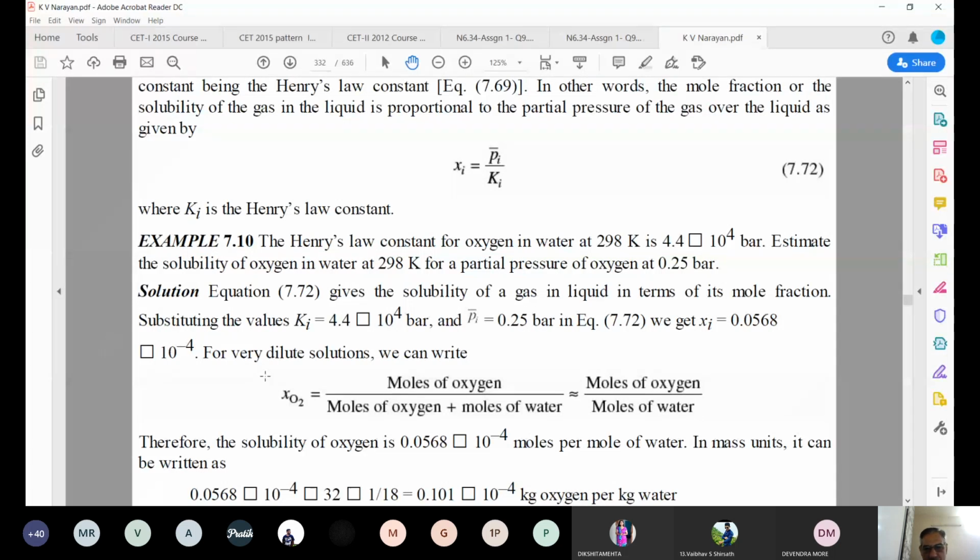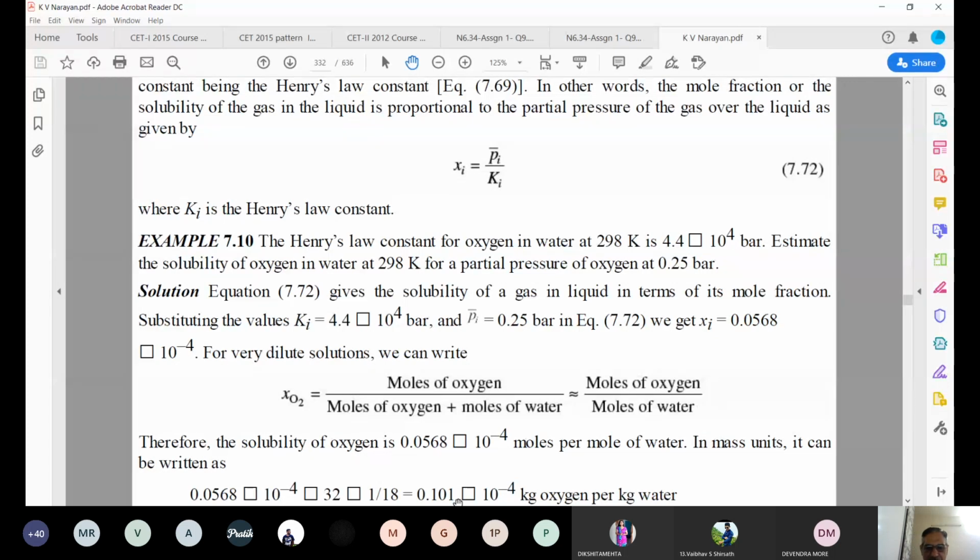So what we can do is, how do we understand this? X of O2 is moles of oxygen divided by moles of oxygen plus moles of water, right? Mole fraction of oxygen in water क्या हो जाएगा? Moles of oxygen divided by total moles. Right? Total moles is moles of oxygen plus moles of water. But we know that moles of oxygen is very low. Solubility is very low because it is 10 to the power of minus 4 आया X में. Right? 0.0568 into 10 to the power of minus 4 is mole fraction of oxygen in water. So we can ignore this thing, moles of oxygen, and approximate as moles of oxygen per mole of water.